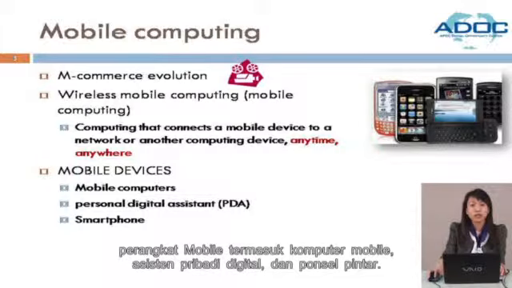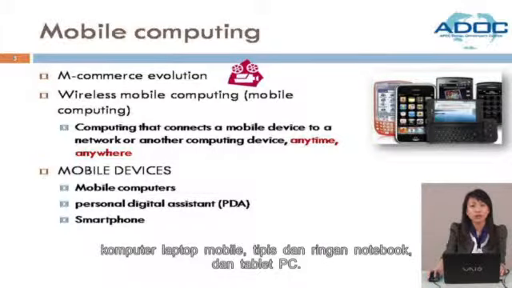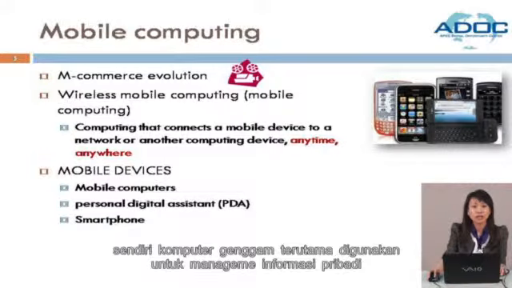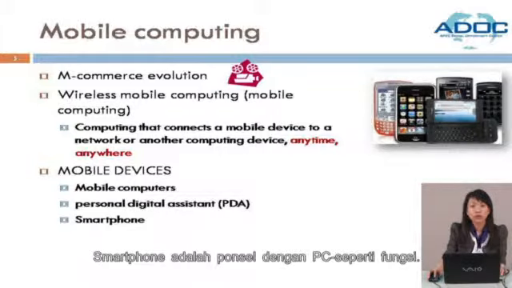Mobile devices include mobile computers, personal digital assistants, and smartphones. Mobile computers are laptops, thin and light notebooks, and tablet PCs. The personal digital assistant is a standalone handheld computer mainly used for personal information management. A smartphone is a mobile phone with PC-like functions.